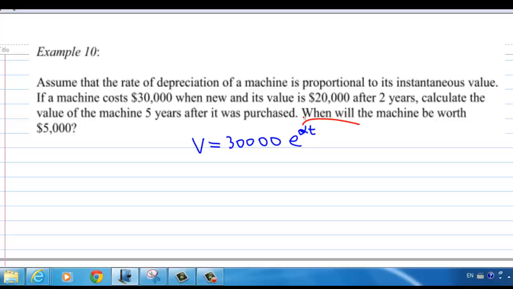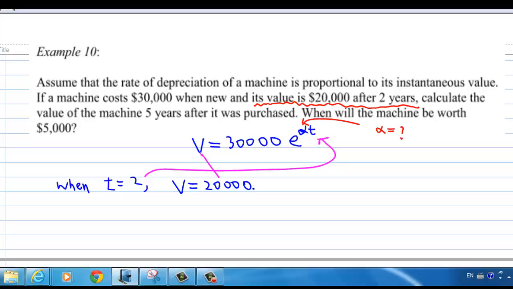Again, what is alpha? You have to go back to the question. It says that the value of the machine is worth 20,000 after 2 years, which means that when you put t equal to 2, the value of the machine is 20,000. So after the substitution, we put t equal to 2, V equal to 20,000. We'll get 20,000 equal to 30,000 times e power 2 alpha. So after cancellation, I have 2 over 3 is equal to e power 2 alpha.